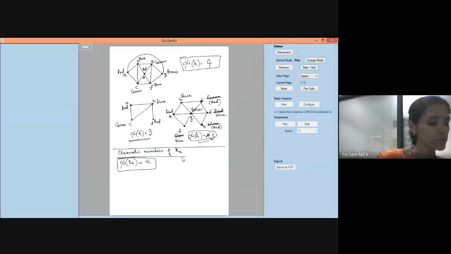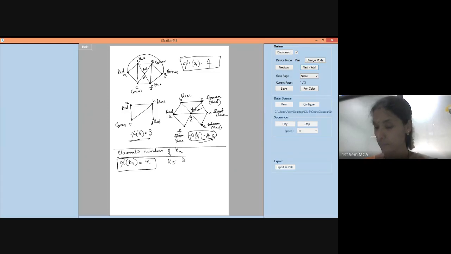Can we try something? Let us take K5. Let us draw a graph for K5. Try for K5, all of you. Let me see. K5 means a complete graph with 5 vertices. All right.